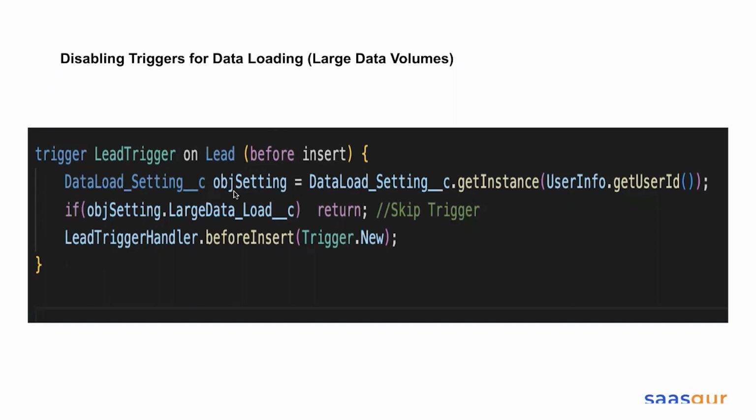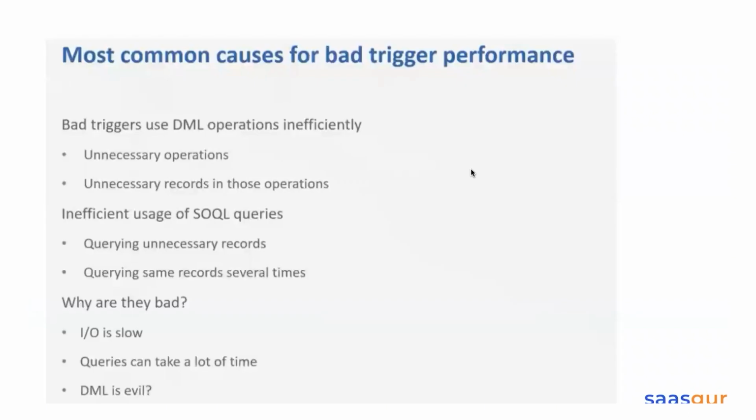Then what we can do, simply go to this custom setting and mark this checkbox true, large data load C true, and your trigger logic will be skipped. Once you have done, go ahead, mark this false. So you don't need to deactivate or activate the trigger, you can just play with your custom setting. So this is some consideration for the large data volume.